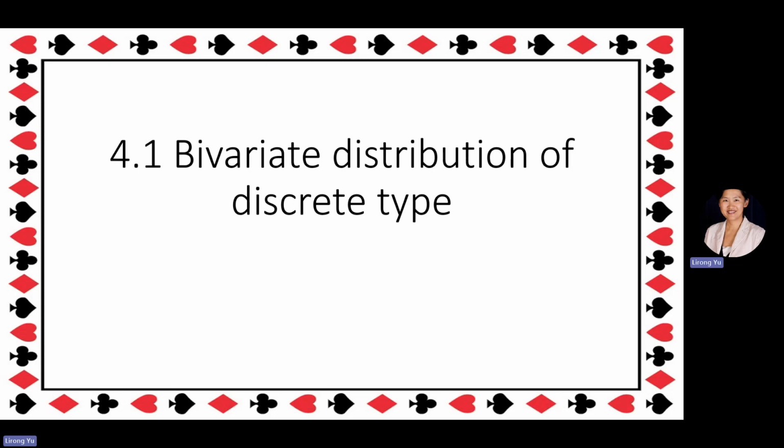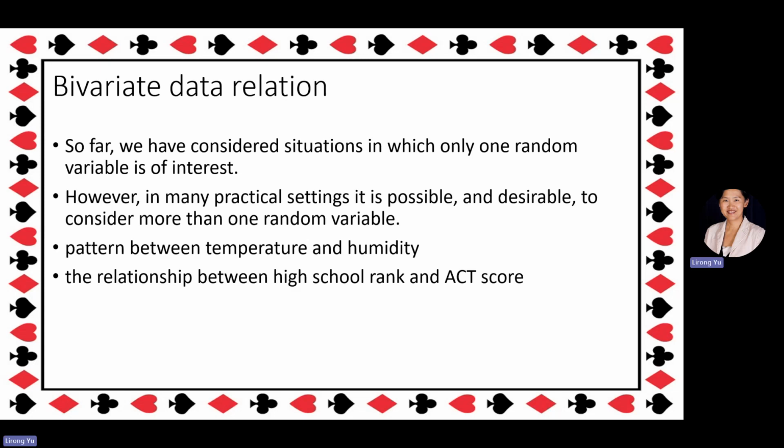All right, basically 4.1 was bivariate distribution of discrete type. So the entire chapter 4 was on bivariate distribution. So we have discrete type, we also have continuous type. So I'm gonna start with discrete type. Kind of like with the overall probability sequence, chapter 2 was on discrete distribution, chapter 3 was on continuous distribution. Because continuous distribution involves integrations, sometimes we consider that it's slightly harder. Okay. So we're going to try to introduce the bivariate data relation.